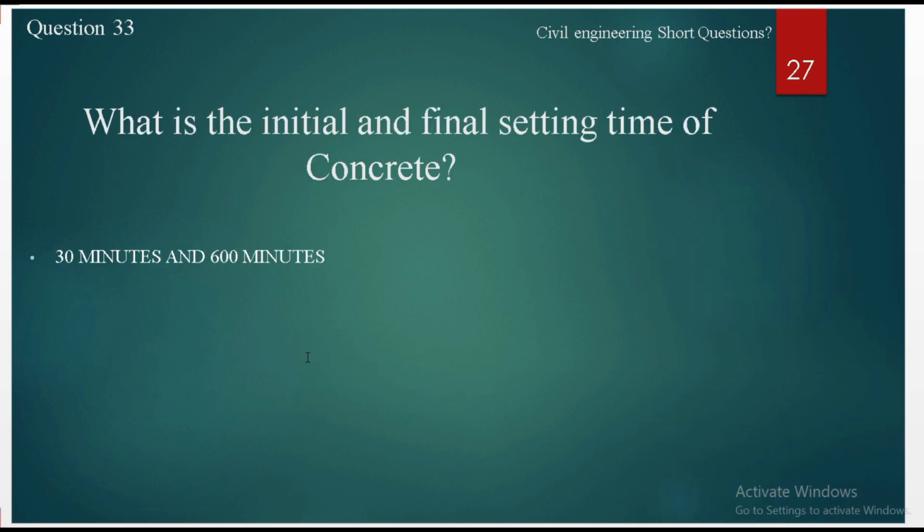And finally, question 33. What is the initial and final setting time of concrete? Well, the initial time is 30 minutes and the final time is 600 minutes. If you want to change these properties, then we have to add additives, retarders, to the concrete mixture. But naturally, the initial and final setting time is 30 minutes and 600 minutes.